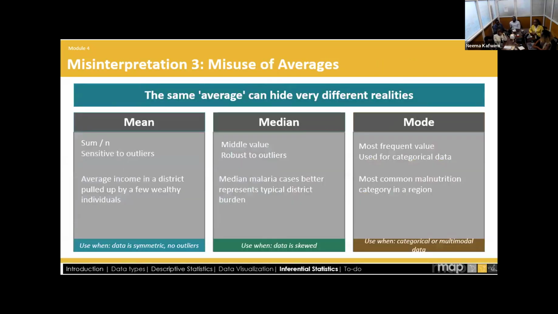And the other concept is the misuse of averages, as we have seen in many examples before. The mean is very sensitive to outliers. We should always keep that in mind. You take your data, you summarize it, you look at the distribution. If it is skewed, stick to the median and the interquartile range. If it is normally distributed, symmetrical, then you use your mean and your standard deviation. And we know that the mode shows the frequencies.